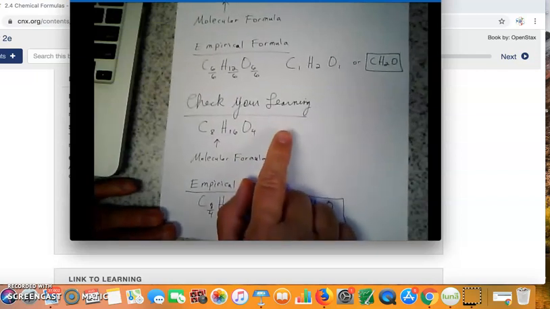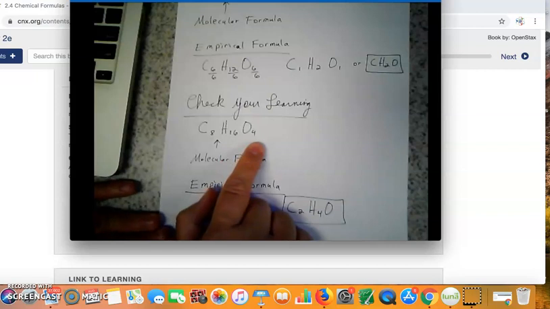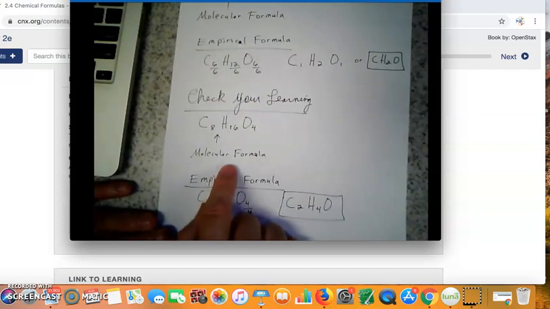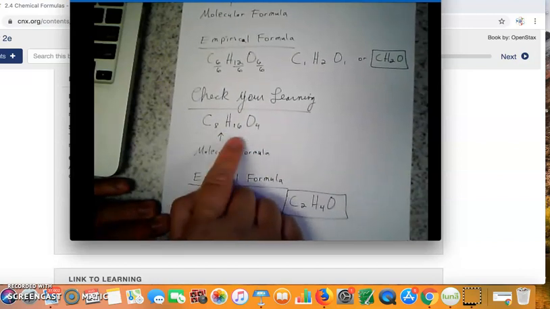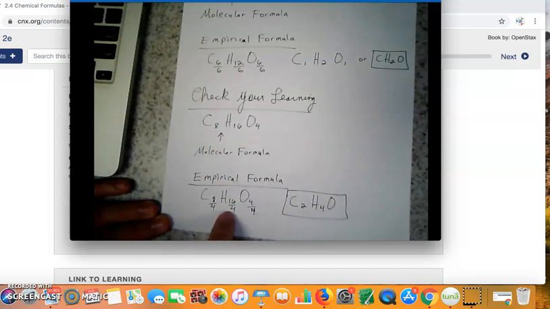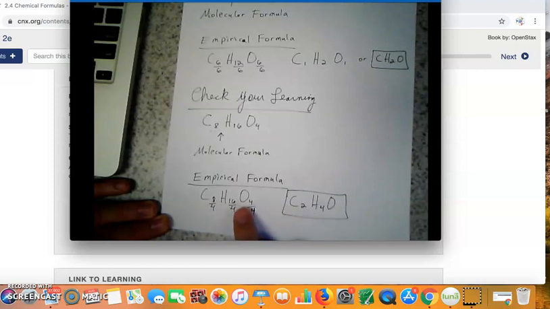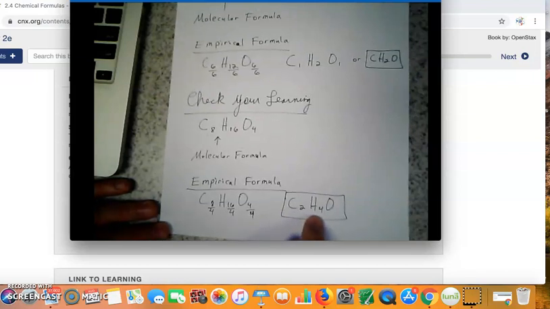All right, what about the Check Your Learning question? C8H16O4. Again, this is its molecular formula. How do I figure out the empirical formula? Again, I'm going to look at the subscripts and figure out which number I can divide by. I can divide by 4, and it'll divide evenly. So 8 divided by 4 is 2, 16 over 4 is 4, and 4 over 4 is 1. And so my empirical formula is C2H4O.